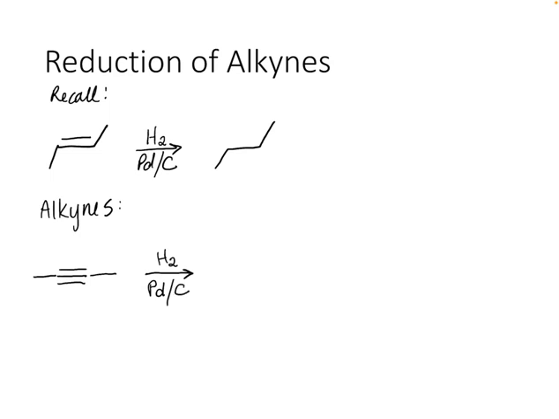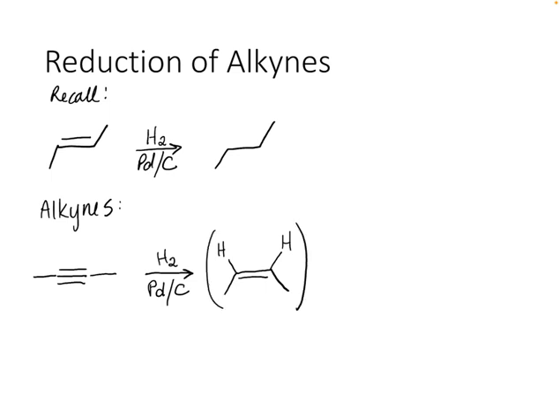We would actually produce an intermediate, which is the cis alkene. And remember that hydrogen adds via syn addition. So the hydrogen atoms are adding onto the same side of the triple bond. So that means we're going to end up with a cis alkene.